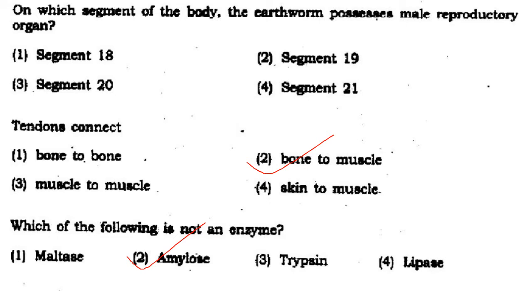Which of the following is not an enzyme? Option 1 maltase, 2 amylose, 3 trypsin, and 4 lipase. Answer is amylose.